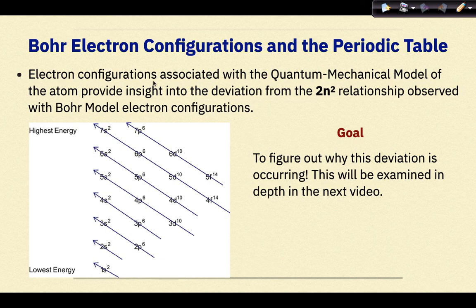Electron configurations associated with the quantum mechanical model of the atom provide insight into the deviation from the 2n squared relationship observed with the Bohr model electron configurations. So our goal for the next video is to figure out why this deviation is occurring, and this will be examined in depth in the future.